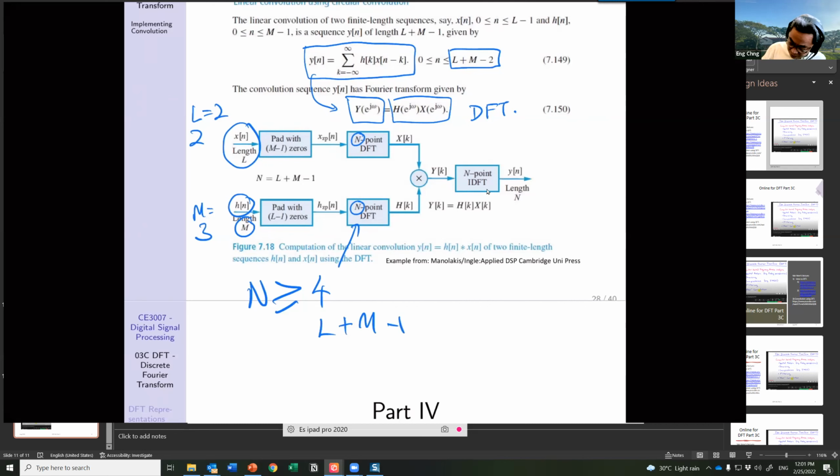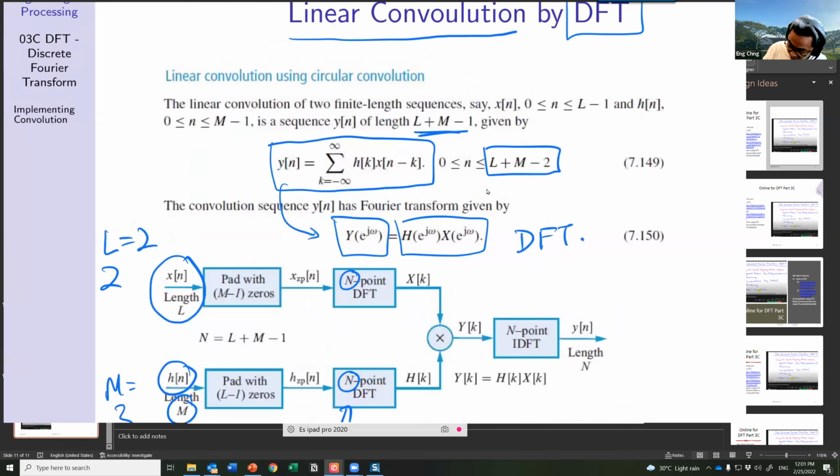Did I get it right? Yeah, there. L plus M minus 1. Can you see on the top? The length of the output sequence must be L plus M minus 1. So the big N, the number of points in DFT, must be at least L plus M minus 1.